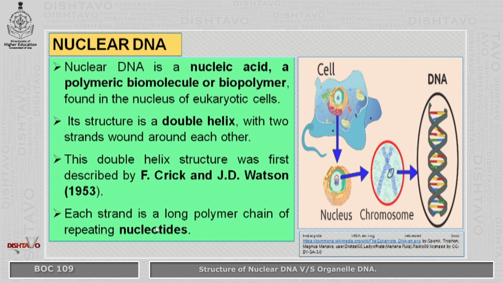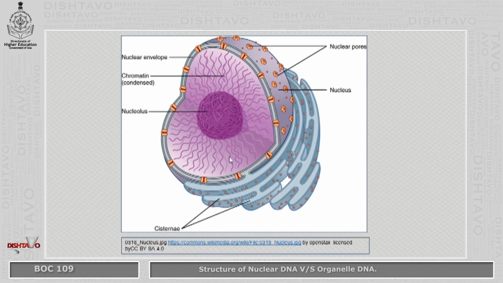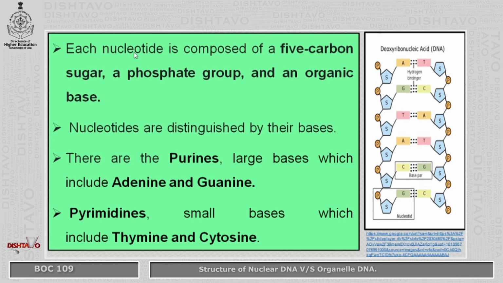Each strand is a long polymer chain made up of nucleotides. Now, you can see in this picture the nucleus and the condensed chromatin material. You can see nuclear pores, just to show you the position of nuclear DNA. Each nucleotide in a DNA is composed of a 5-carbon sugar, a phosphate group and an organic base. You can see here a 5-carbon sugar, a phosphate group and a nitrogenous base.